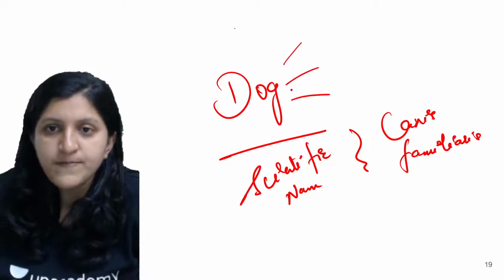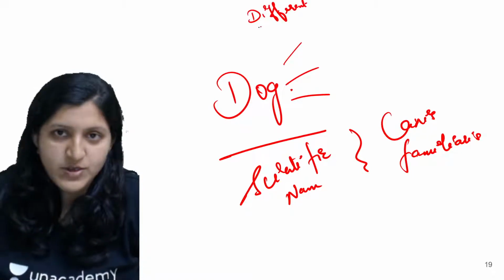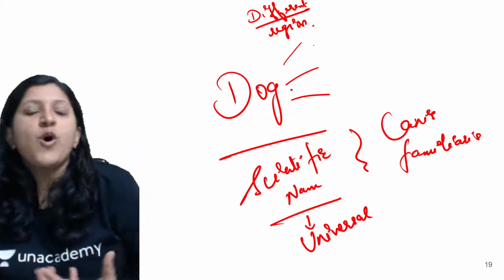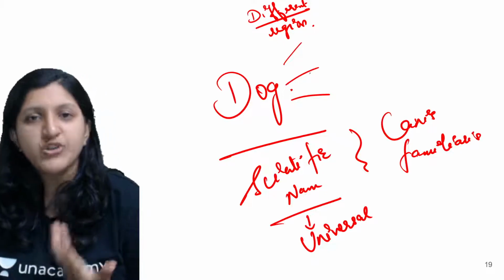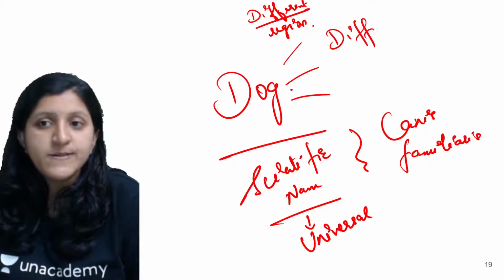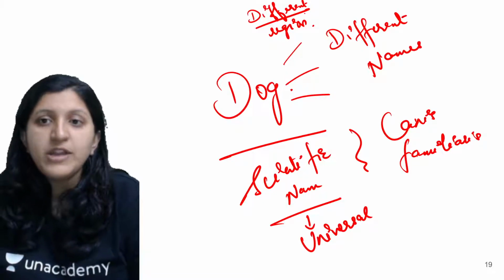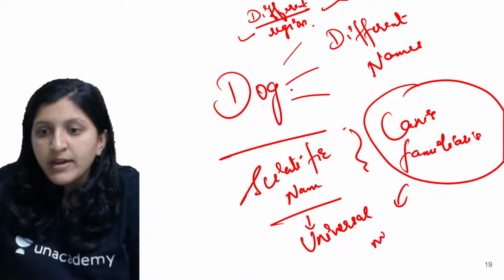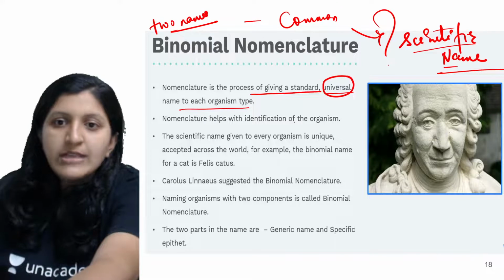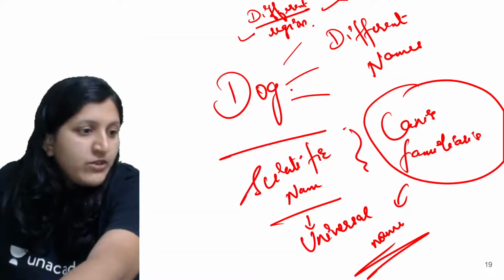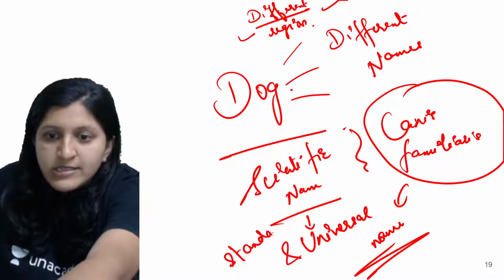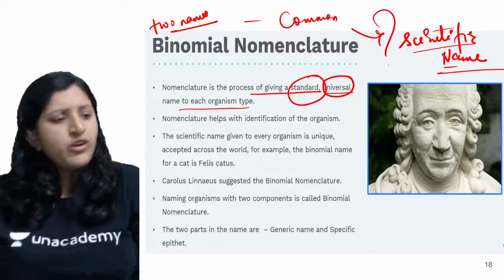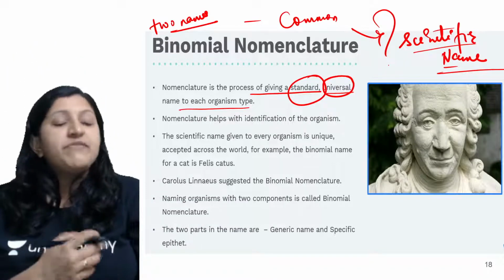But in different regions, different people call it by different names. Some call it kutta, and in our region we call it nai. So there are different names for a dog in different regions, but the scientific name is going to be the universal name, the common one. So we can say it is a process of giving a standard and universal name, so that there wouldn't be any confusion even if you go to any part of the world.